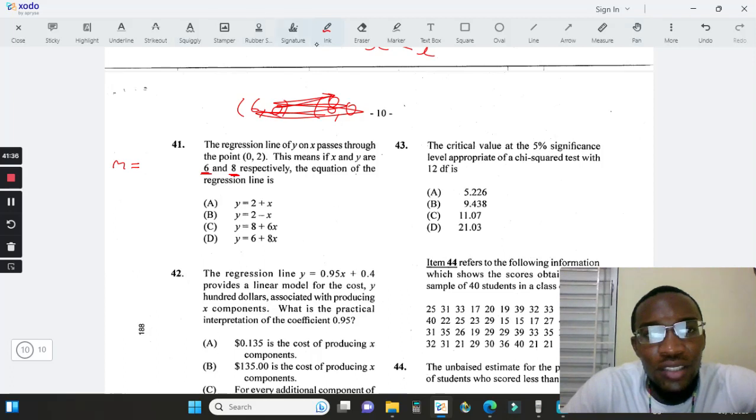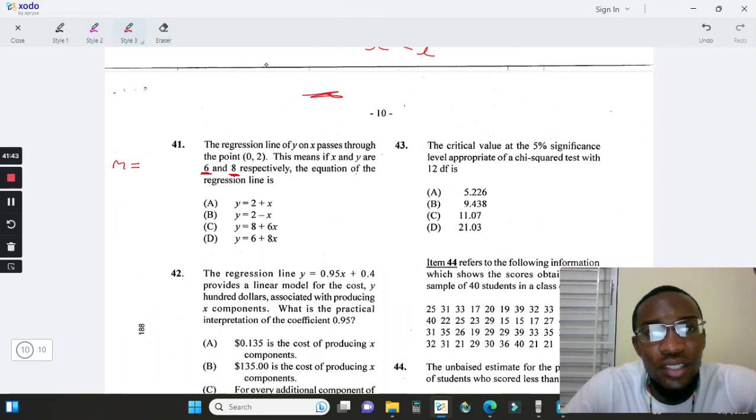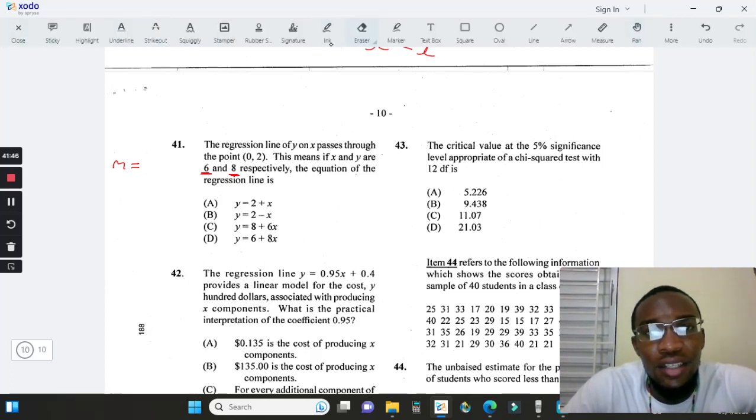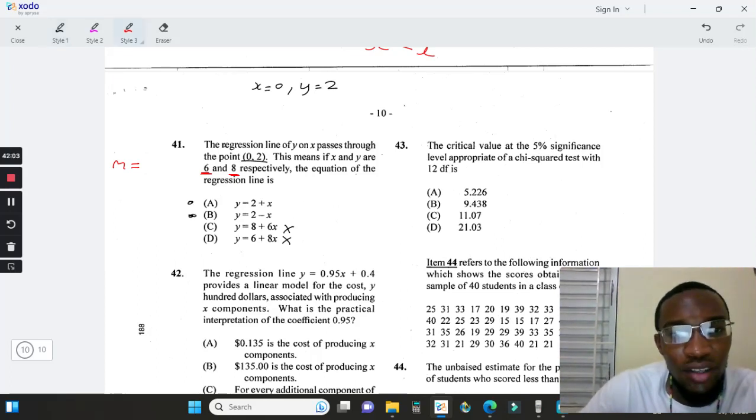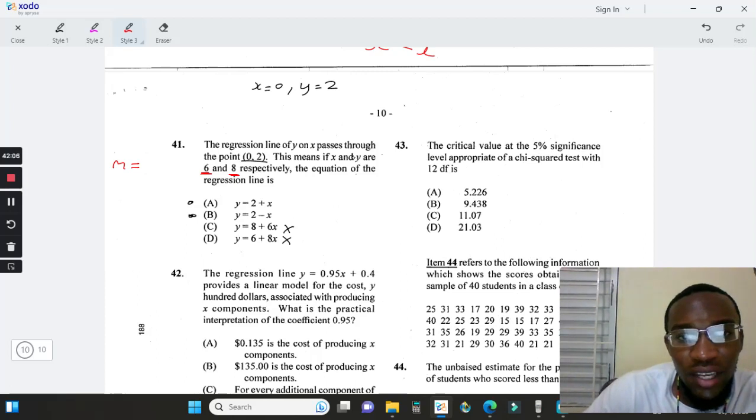The one thing we're certain of is that the y-intercept is 0, 2. I don't like how they word this. The y-intercept is plus 2, so we already know C and D are out. 0, 2 indicates when x is 0, y is 2. So it only can be A or B now. What's puzzling is how they say this: if x is 6 and y is 8.